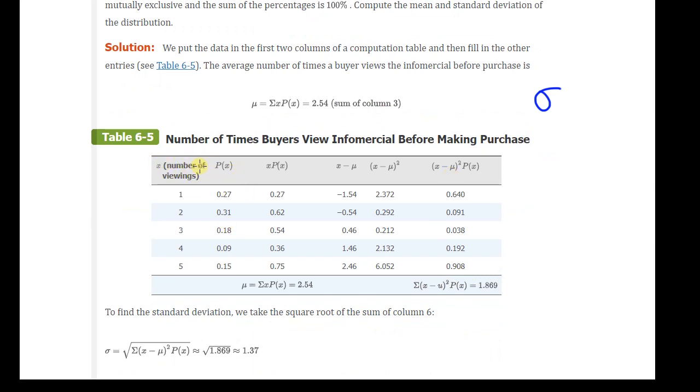Well, X is still the number of viewings. So 1, 2, 3, those are the different possible values X can take. Okay, though this isn't saying that we saw one person that saw 1 infomercial, one person that saw 2 infomercials, one person that saw 3, one person that saw 4, and one person that saw 5. That's not what this is saying. Rather, this is the possible values, the possible number of infomercials they could have seen, and then P is the probability of having seen those number of infomercials. Okay, so what is X times P?